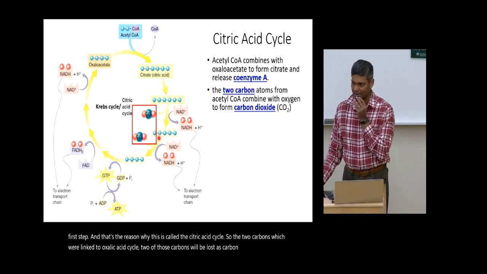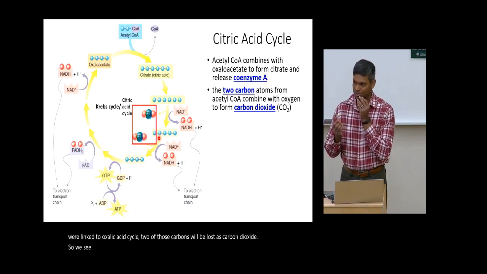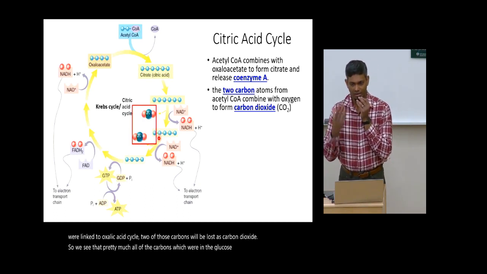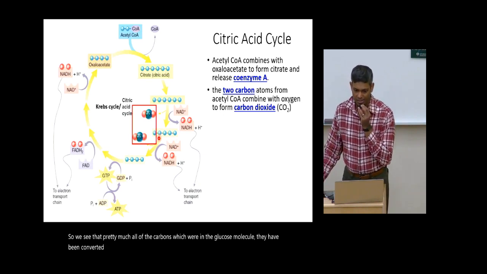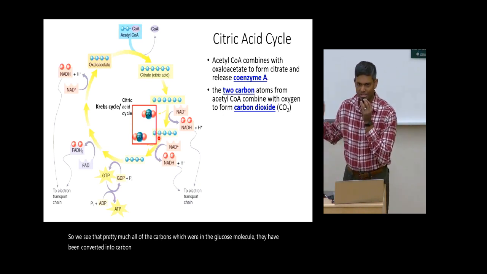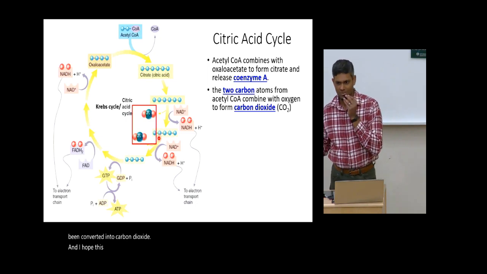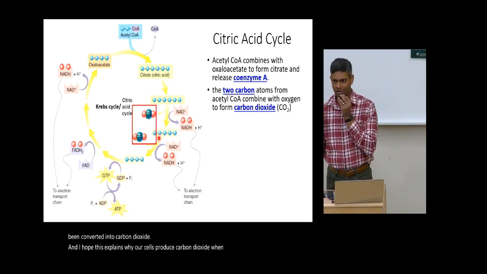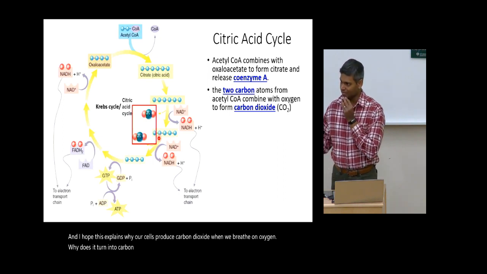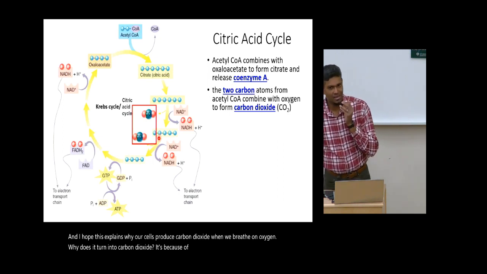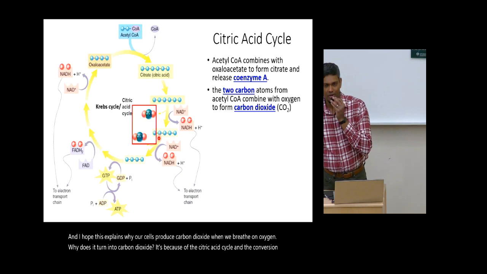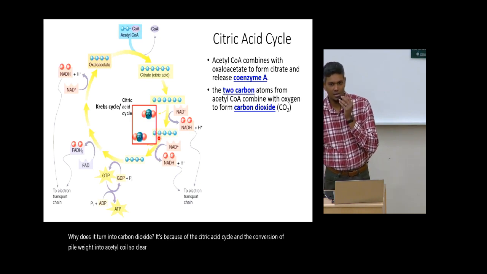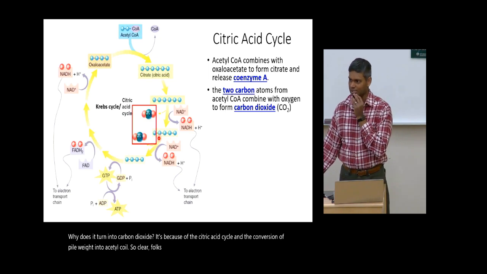And so we see that pretty much all of the carbons which were in the glucose molecule have been converted into carbon dioxide. And I hope this explains why our cells produce carbon dioxide, right? When we breathe in oxygen, why does it turn into carbon dioxide? It's because of the citric acid cycle and the conversion of pyruvate into acetyl CoA. Is that clear, folks? Why we produce carbon dioxide?